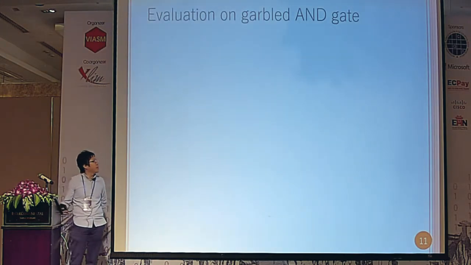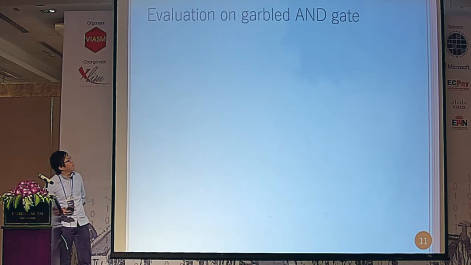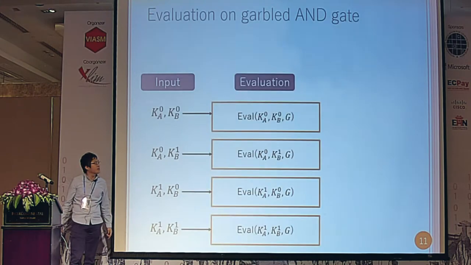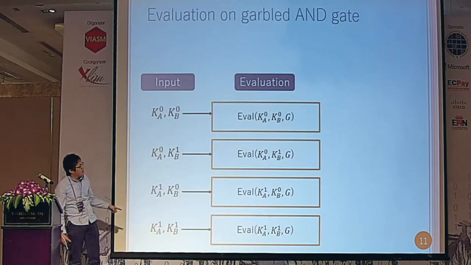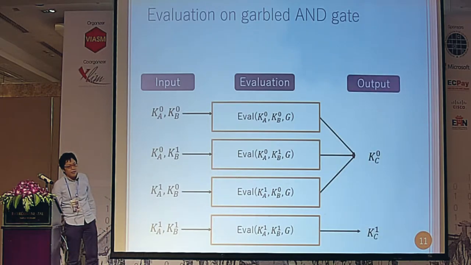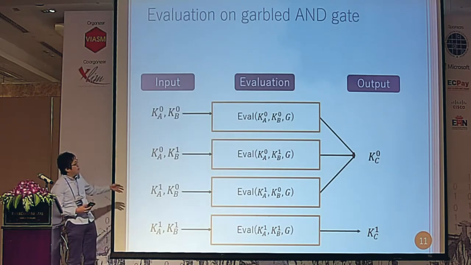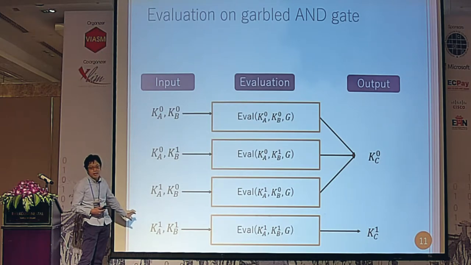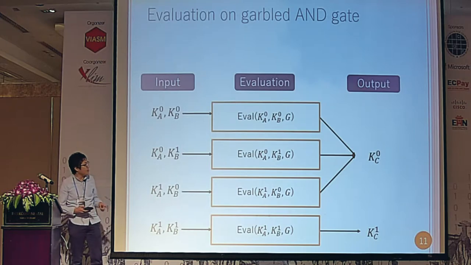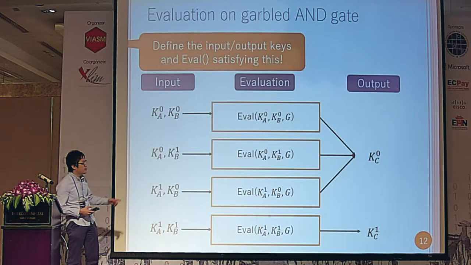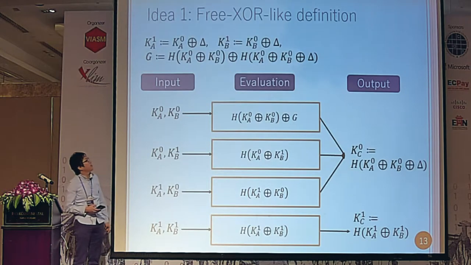Next I explain how to garble an AND gate. We give an illustration of evaluating a garbled AND gate. First, there are four cases for the input keys: 00, 01, 10, and 11. These keys are evaluated with the ciphertext G, and finally one obtains the output key. For now we consider an AND gate, so three of the four input cases should be mapped to the value 0, and the last case, when the input is 1, 1, should be mapped to the value 1. So first we want to define the input and output keys and the evaluation function satisfying this map. The first option is using a free-XOR-like definition.